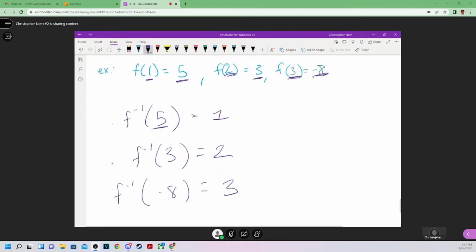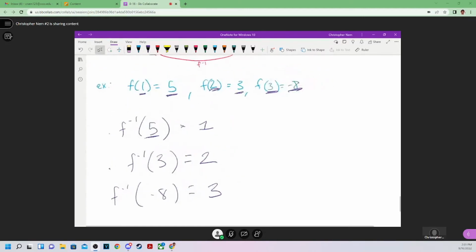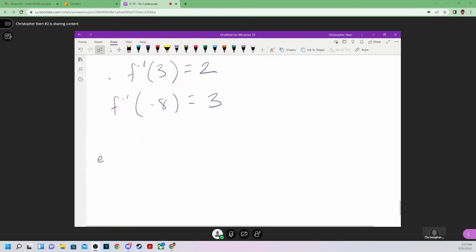So this is good if I give you the inputs and outputs. What if I didn't give you that though? What if instead I gave you f of x equals 2x plus 4, and I ask you, what is f inverse of x? If I ask you for the equation of the inverse function. Remember, you're not raising to the negative first power, so don't make that mistake.